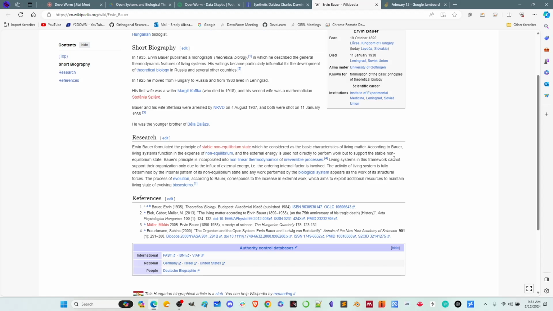Living systems in this framework cannot support their organization only due to the influx of external energy, but also the ordering internal factors involved. The activity of living systems is fully determined by the internal pattern of its non-equilibrium state, and any work performed by the biological system itself appears as the work of its structural forces. Evolution, according to Bauer, corresponds to an increase in external work, which aims to exploit additional resources to maintain evolving biosystems. Again, he's distinguishing this from physics, where you have closed systems.